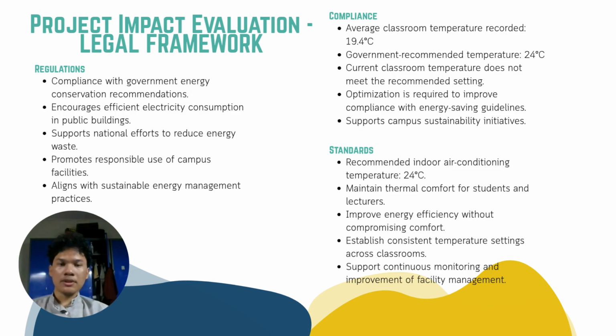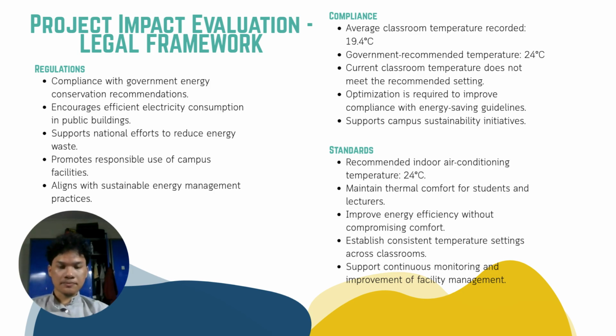Next, regulations. The government encourages public institutions and educational facilities to adopt energy efficient practices to reduce unnecessary electricity consumption. Since air conditioning systems are major energy users, maintaining the recommended temperature of 24 helps support these energy conservation regulations. Implementing the recommended setting demonstrates the university's commitment to responsible energy management.